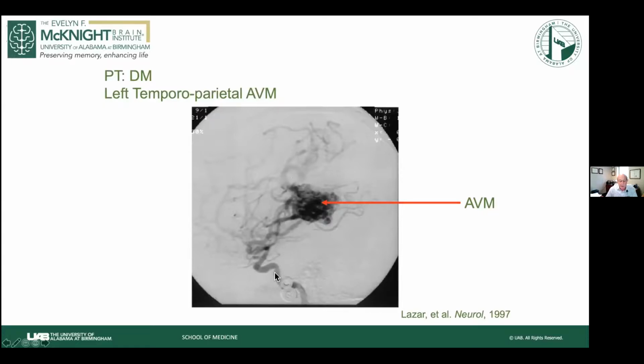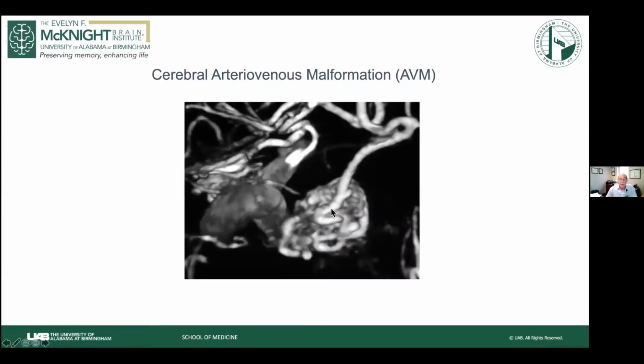This is the internal carotid going up. This is a feeding arterial vessel, and this is the cluster of abnormal vessels between the artery and the vein. This is what an AVM looks like on a three-dimensional angiogram. This is the feeding artery going into the AVM, an entangled mass of blood vessels. And this is the draining vein. Look how engorged this is.